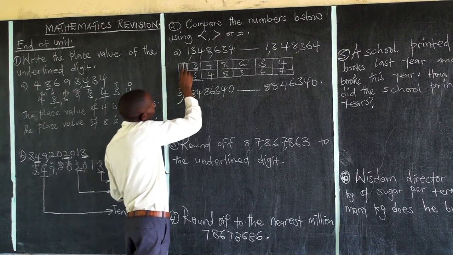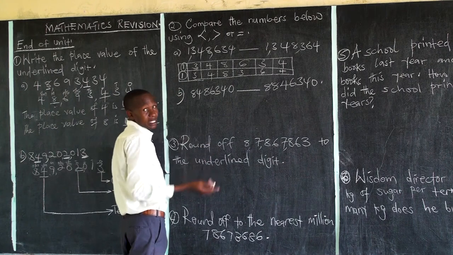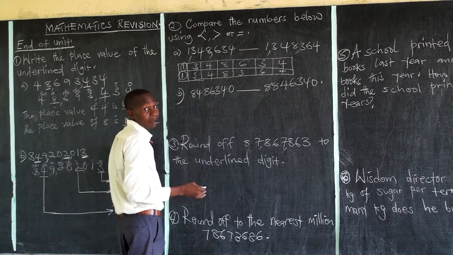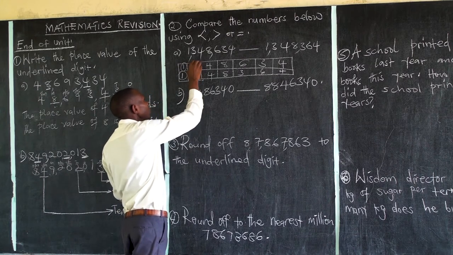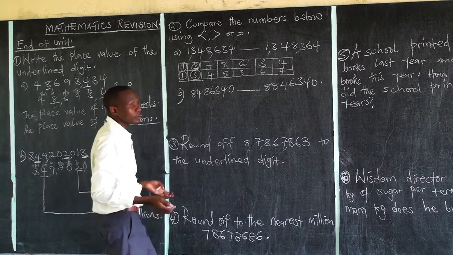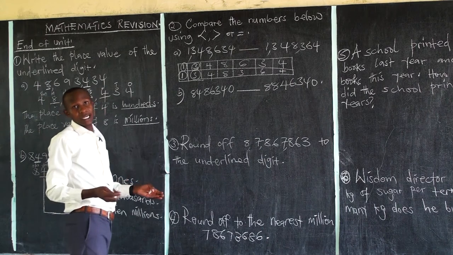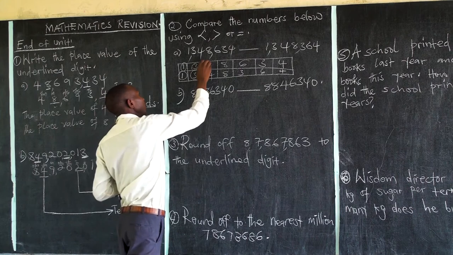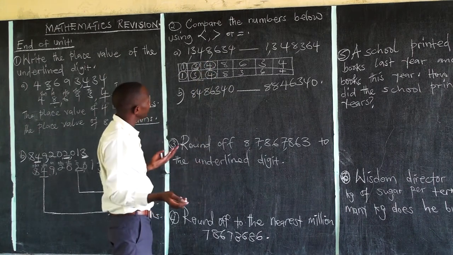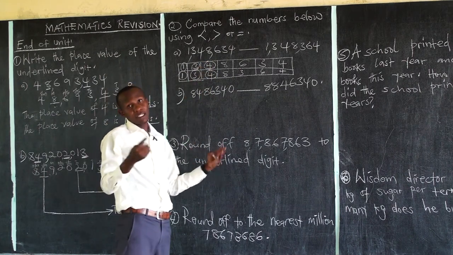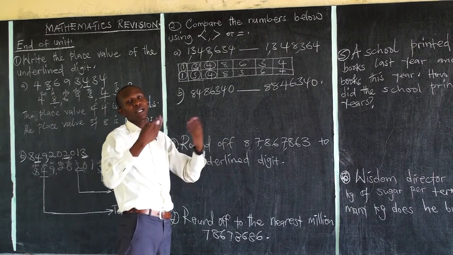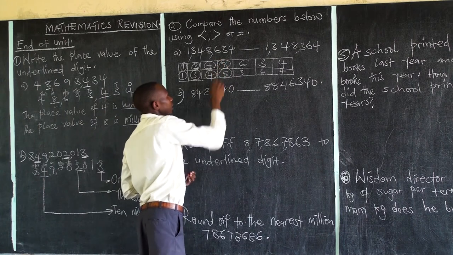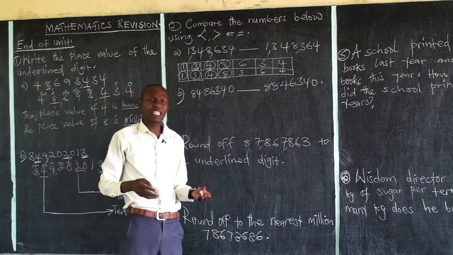We compare one and one. They carry the same value. There is no way you say this one is bigger than this one. No, they have the same value. So we shall come to the next. We have three and three. They have the same value. There is no three which is bigger than the other. Then we shall continue. We say four, four. The same. There is no digit which is bigger than the other. So from there, we shall continue. We say eight, eight. When you look at eight and eight, they are the same.